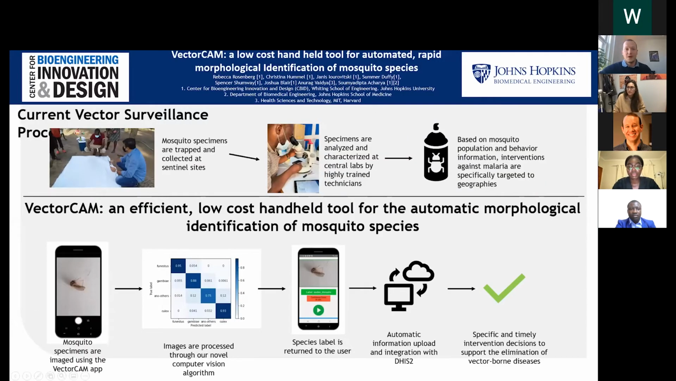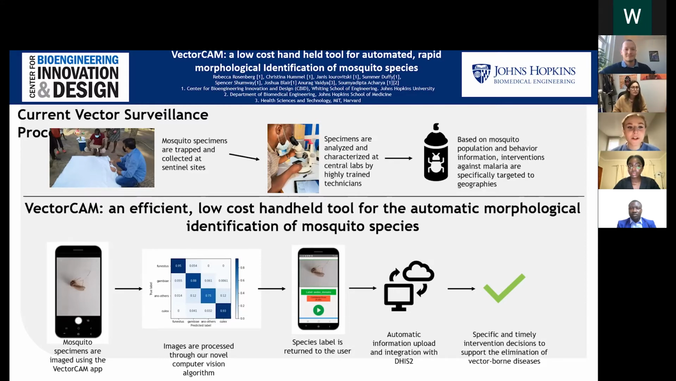So for the final talk of this session, but hopefully not if we can go back to our other lightning talk speakers, we have Rebecca Rosenberg, who joins me here at Johns Hopkins University, and she's going to be presenting an exciting new technology called VectorCam, which is a low-cost handheld tool for automated rapid morphological identification of mosquito species. After you, Rebecca. Thank you.